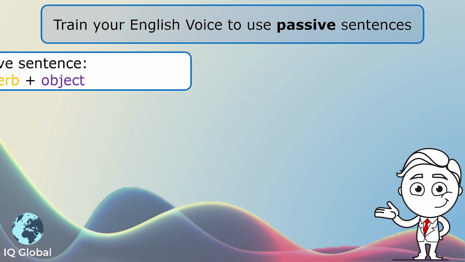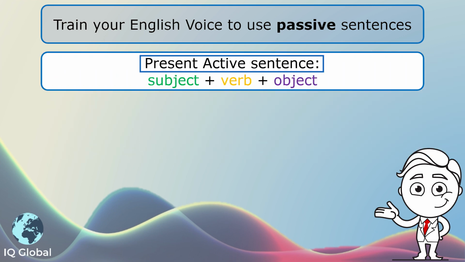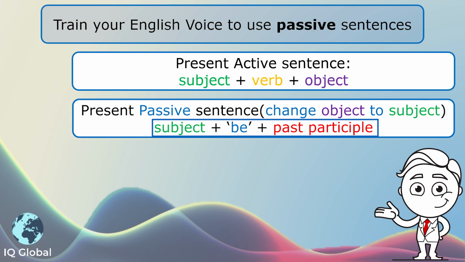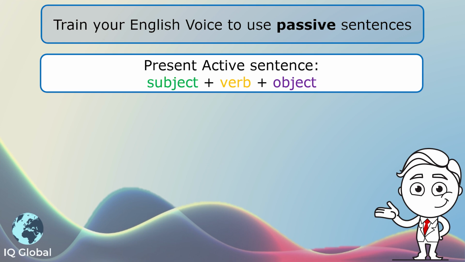So have a look at the sentence structure of a present active sentence. Subject, verb, object. Now have a look at the sentence structure of a present passive sentence. We change the object to the subject. So here we have subject, be, past participle. So let's have a look at an example of this.